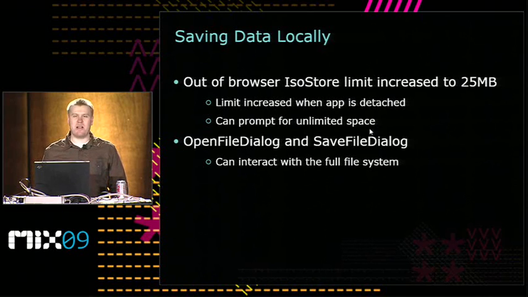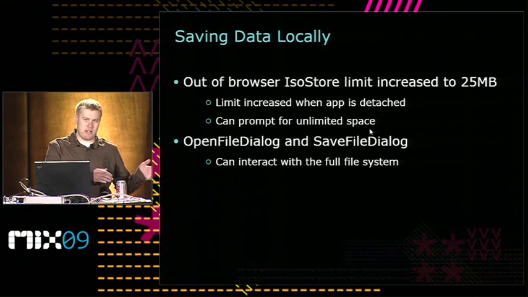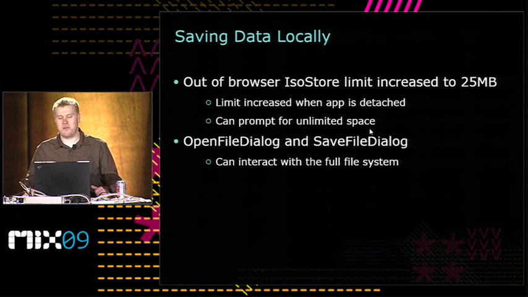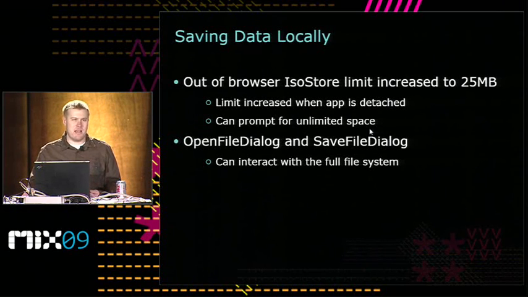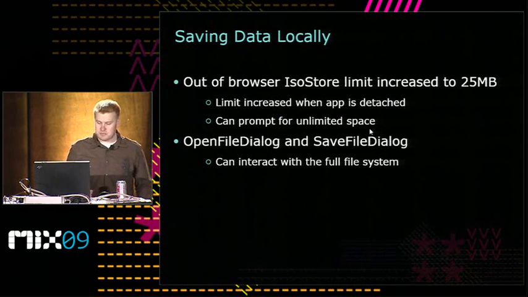Basically, when your app runs outside of the browser, we increase your isolated storage quota automatically from 1 meg to 25 megs. So that's a key difference. It's 25 times more storage. Silverlight 3 now with 25 times more storage. And you can still use the isolated storage APIs to query how much storage you have left and also request additional space with the same prompt that we had in Silverlight 2.